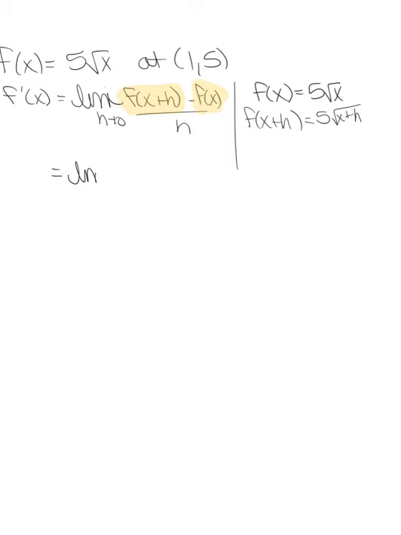All right, so let's go ahead and put these things in, and we get that f prime of x is going to be equal to the limit as h approaches 0, f of x plus h is 5 square root of x plus h minus my f of x, which is 5 square root of x, all over h. And of course, if we try to do a direct substitution on this, we're going to get 0 over 0, totally not allowed.